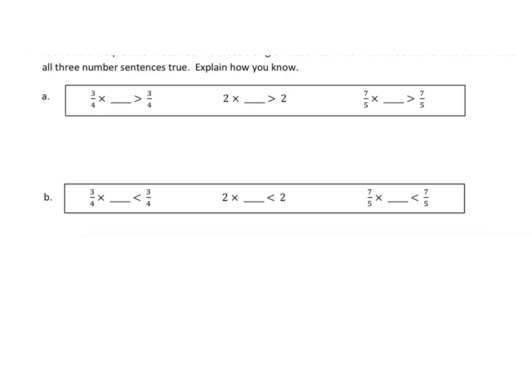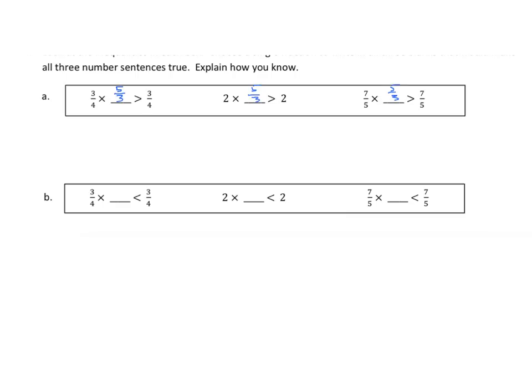All right, once again, the concept of multiplying a number by a factor that's greater than 1, less than 1, or even equal to 1. And in this case, we have to multiply our factors by something that's going to make it greater than the original factor. So we need to multiply this by something that makes the product here greater than 3/4. And we're going to have to use the same fraction here to make a product greater than 2. And the same factor here making the product greater than 7/5. And we can choose any factor larger than 1, whether it be a fraction or a whole number. I'm going to use a fraction this time. So I could say that 5/3 would work for all of these.